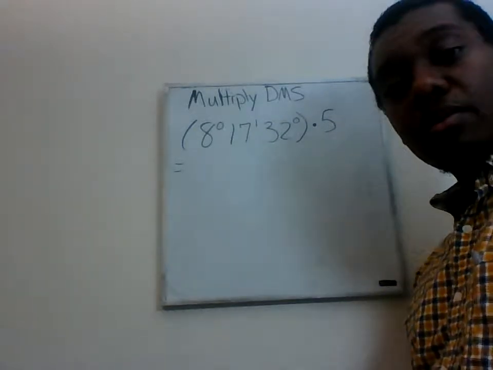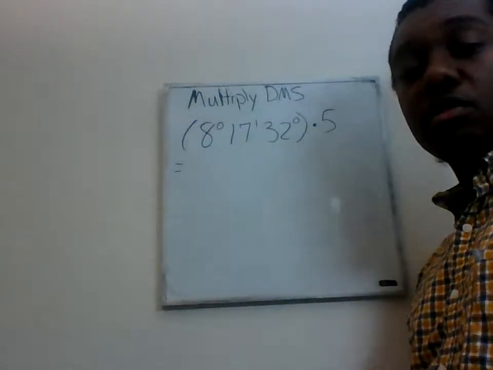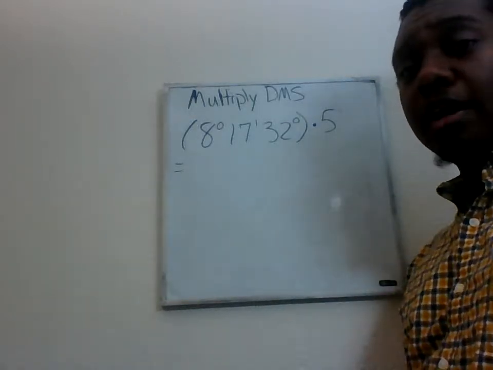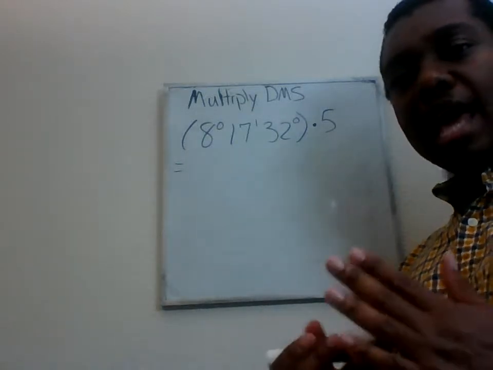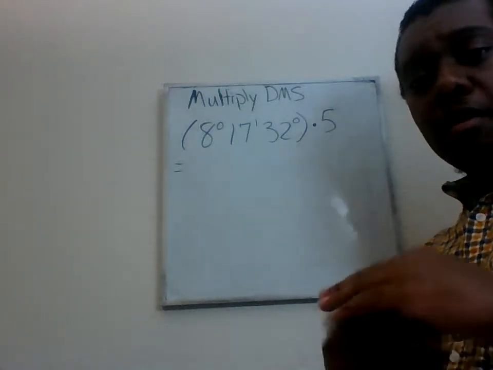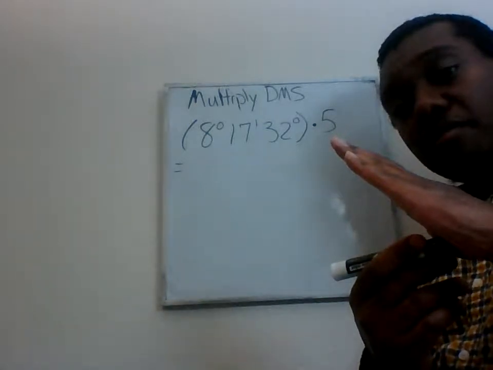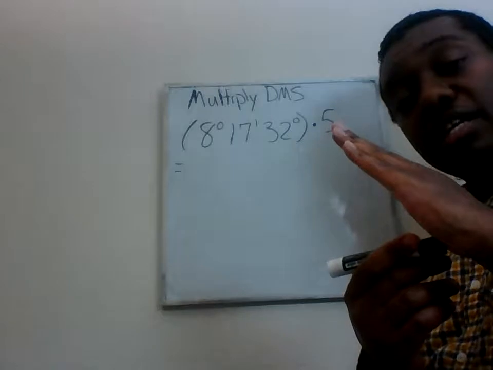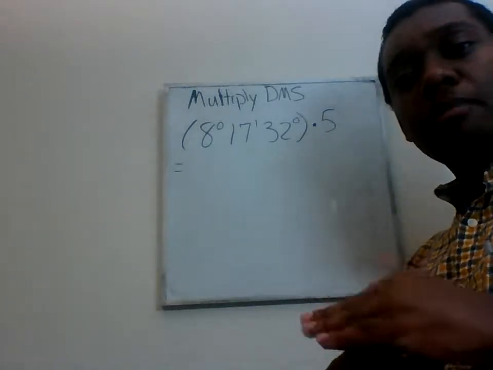Hello. So today we're going to be talking about multiplying with degrees, minutes, seconds, or DMS. So how do you multiply degrees? First of all, why would you need to do that? You probably understand adding and subtracting a little more, because if we're here and we want to increase that, we increase it by a certain amount, right? Or if we're here, we want to decrease the degrees, we decrease it by a certain amount. So adding and subtracting makes sense, but why multiply?